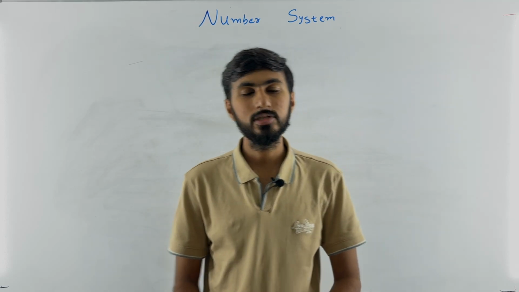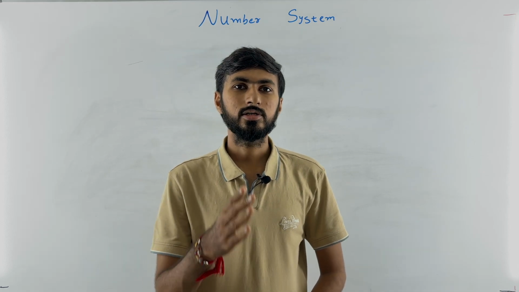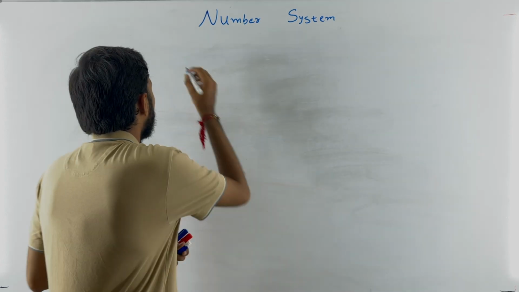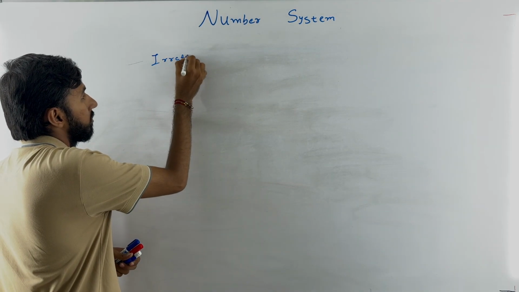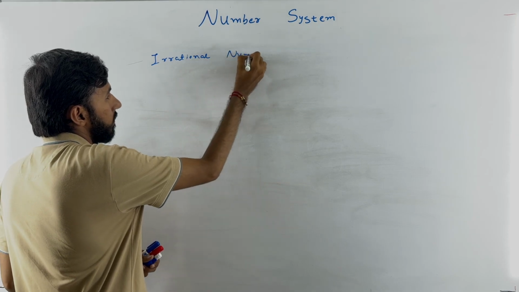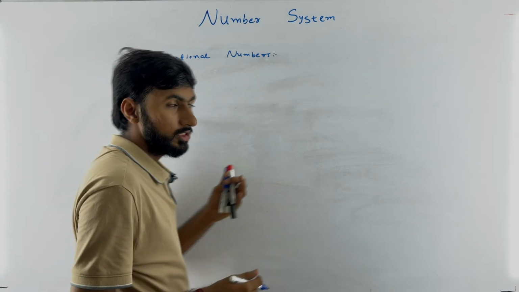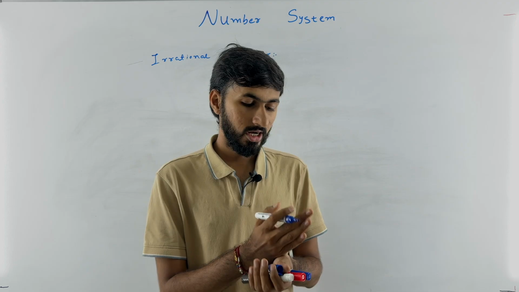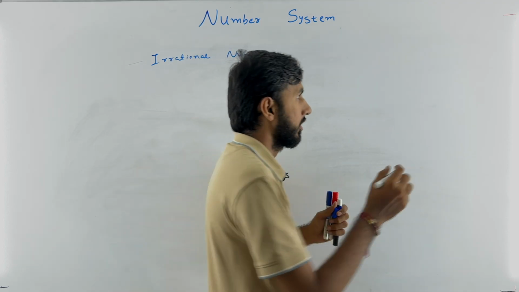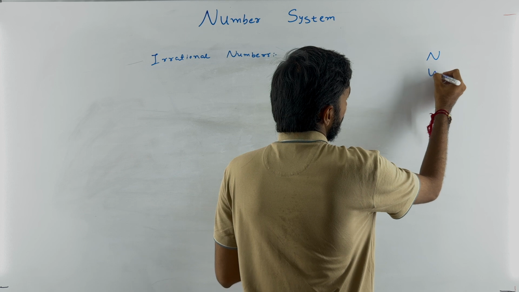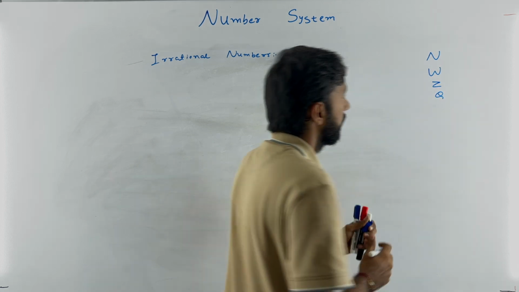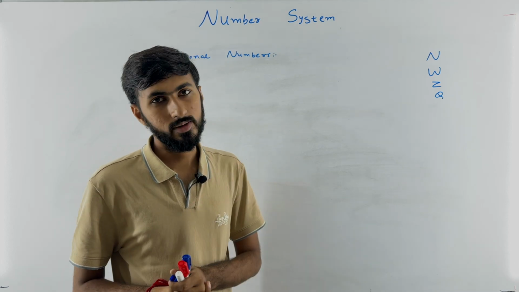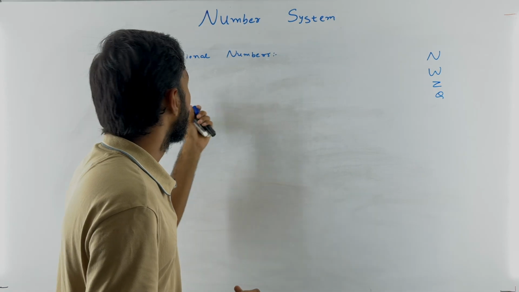Now it's time to meet the wild cousins of our number system family, and that is irrational numbers. Now what are irrational numbers? Irrational numbers are the numbers that cannot be represented in the form of p by q, right? Until now, all the numbers that we have talked about, like natural numbers, whole numbers, integers or rational numbers, all these numbers can be represented in the form of p by q, right? But this number refused to be tamed, so we call this number irrational numbers.